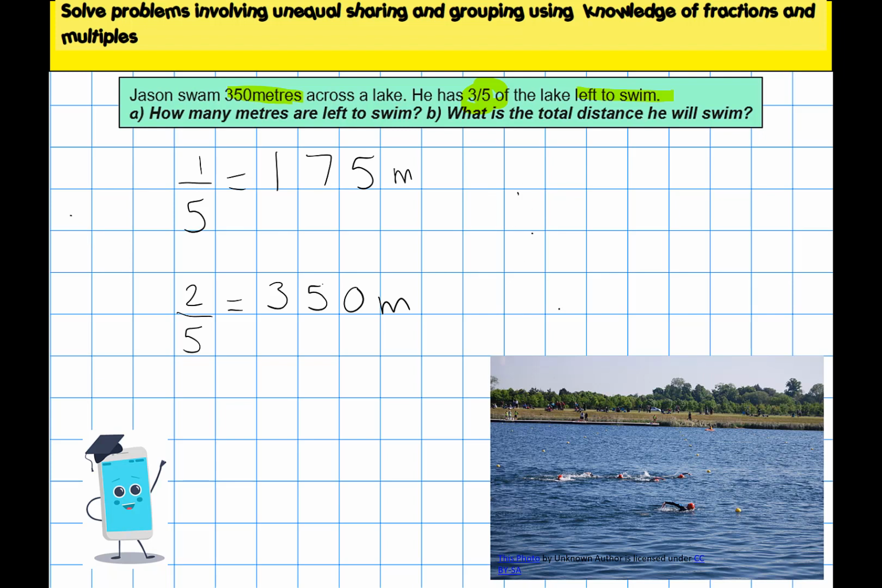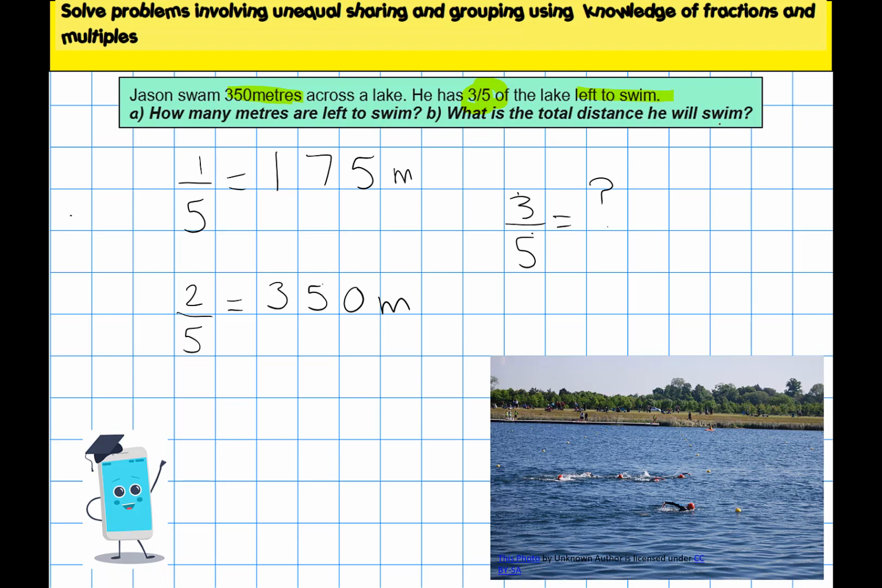So if I know what 1/5 is now, and I know what 2/5 is, it's going to help me to figure out this question. How many metres are left to swim? Well, he's got 3/5 left. How will I find 3/5? Using the information on the screen, I could multiply this by 3, or I could add both of these up. I'm going to leave you to do that.